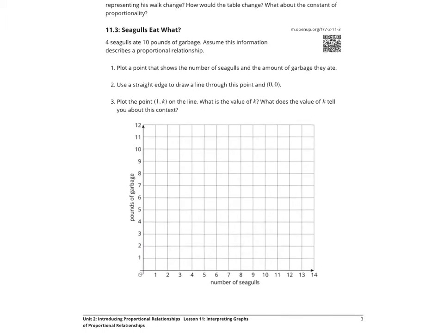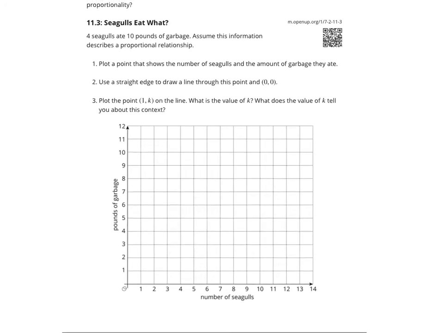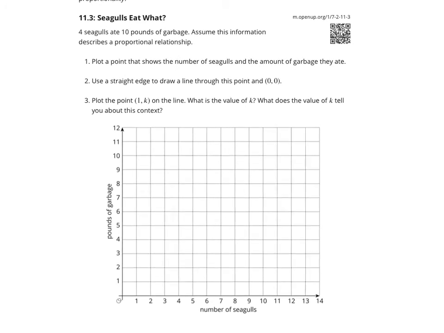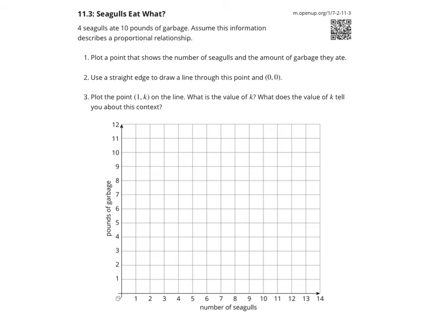And then we're going to look at this question about seagulls. Seagulls eat garbage. 4 seagulls ate 10 pounds of garbage. Assume this information describes a proportional relationship. It says plot a point that shows the number of seagulls and the amount of garbage they ate.